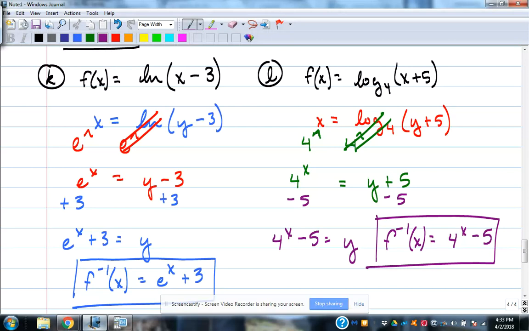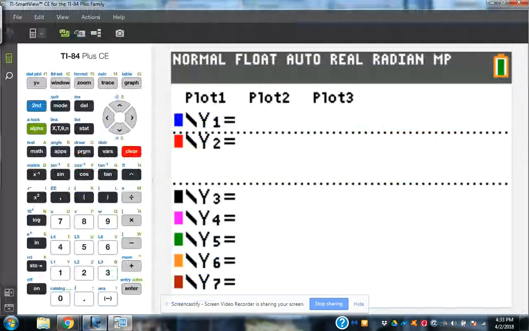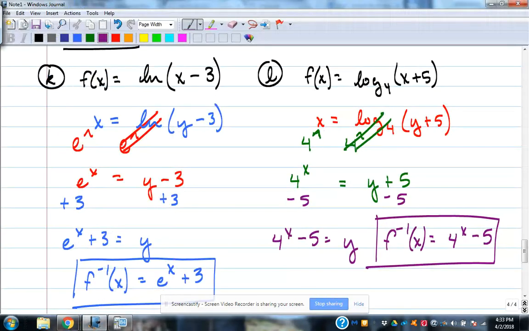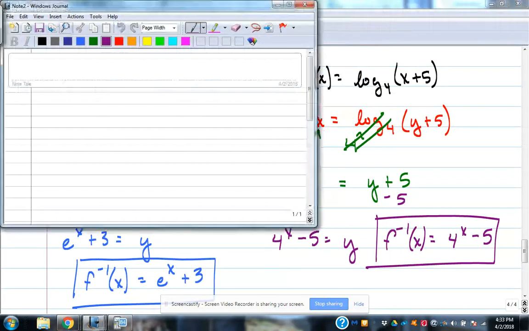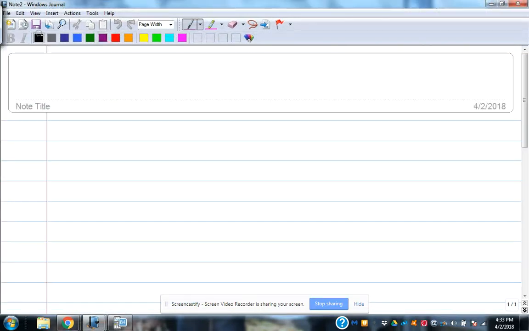All right, that's section 6.4. So we're finished with what we should have finished last week. So let's get to this week's stuff. Section 6.5 is where we'll start. Properties of logarithms.